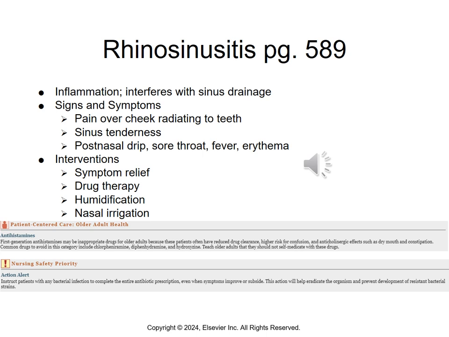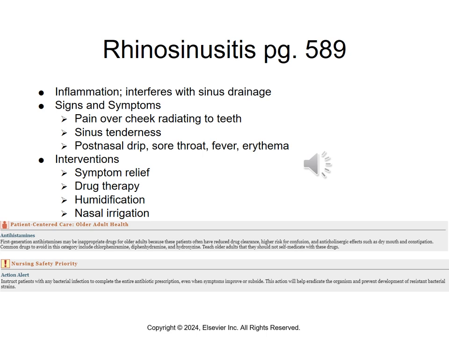Complications to monitor for include cellulitis, abscess, and meningitis. Drug therapy for virus-related rhinosinusitis includes decongestants, antihistamines, and intranasal steroid spray to block or reduce the amount of chemical mediators in the nasal and sinus tissue so we can relieve local inflammation. Antipyretics are given for fever, and analgesics may be given for pain.